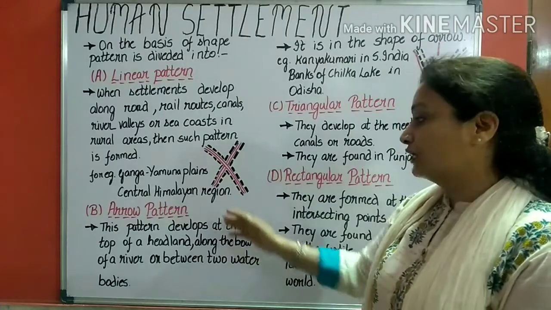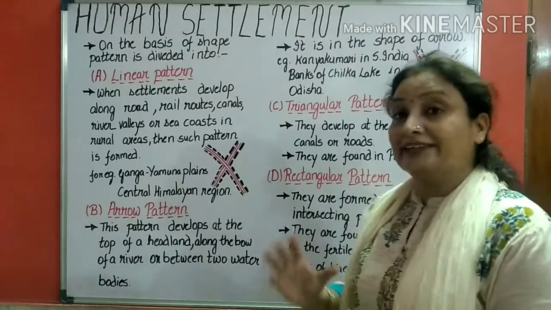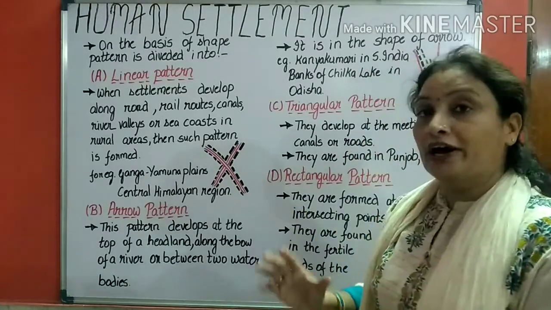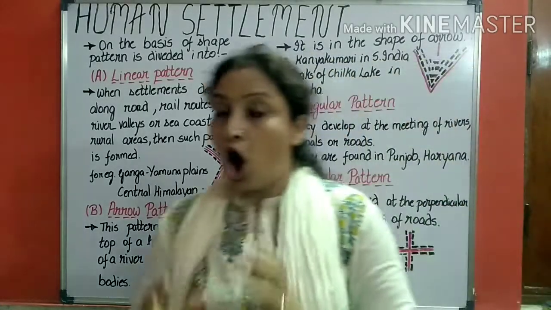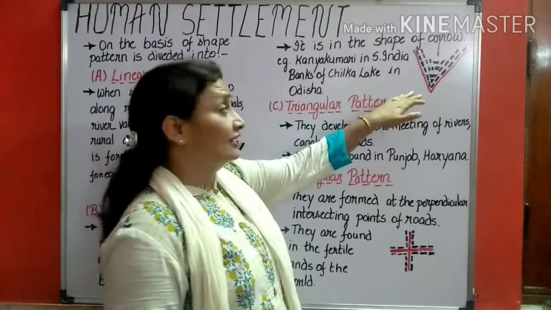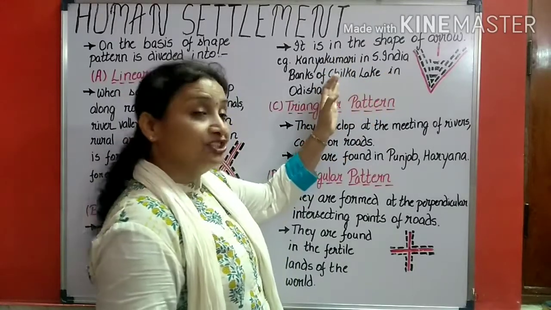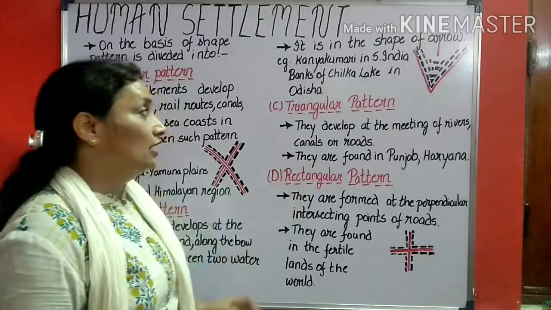Now we talk about the arrow pattern. Such type of patterns are developed at the top of the headland or along the flow of the rivers or between the two water bodies. Such type of patterns are found in Kanyakumari, South India and Chilka Lake in Odisha.